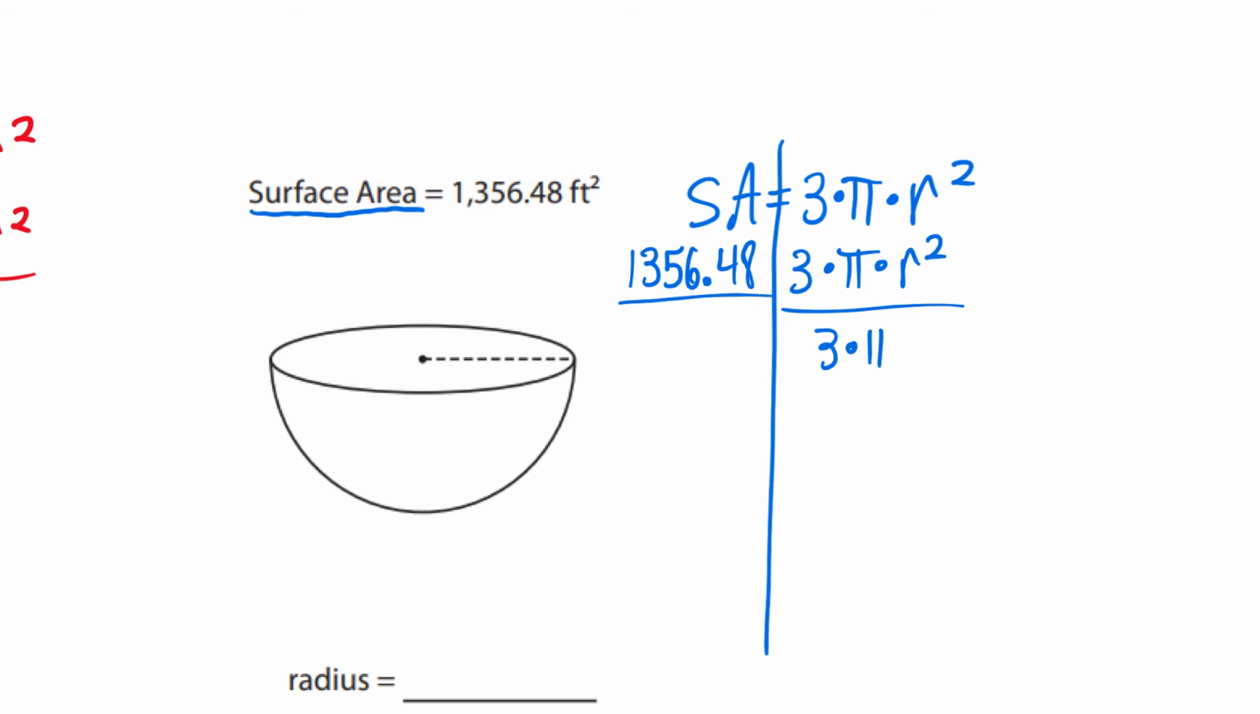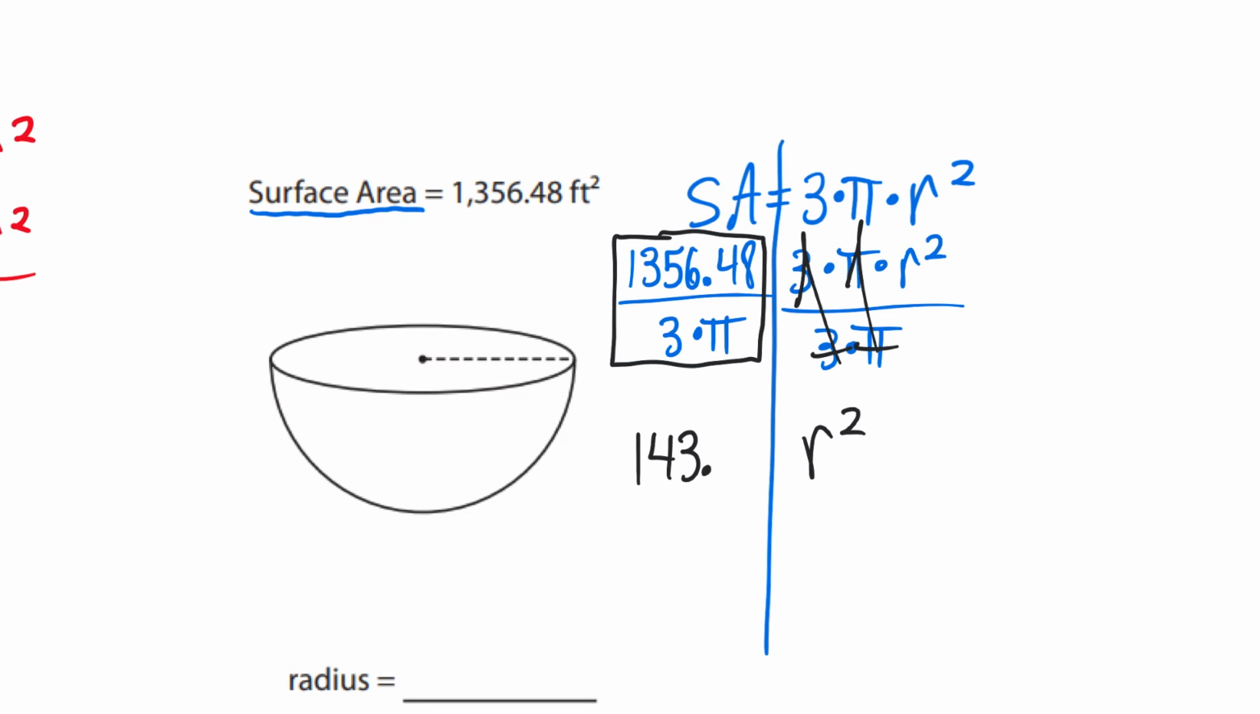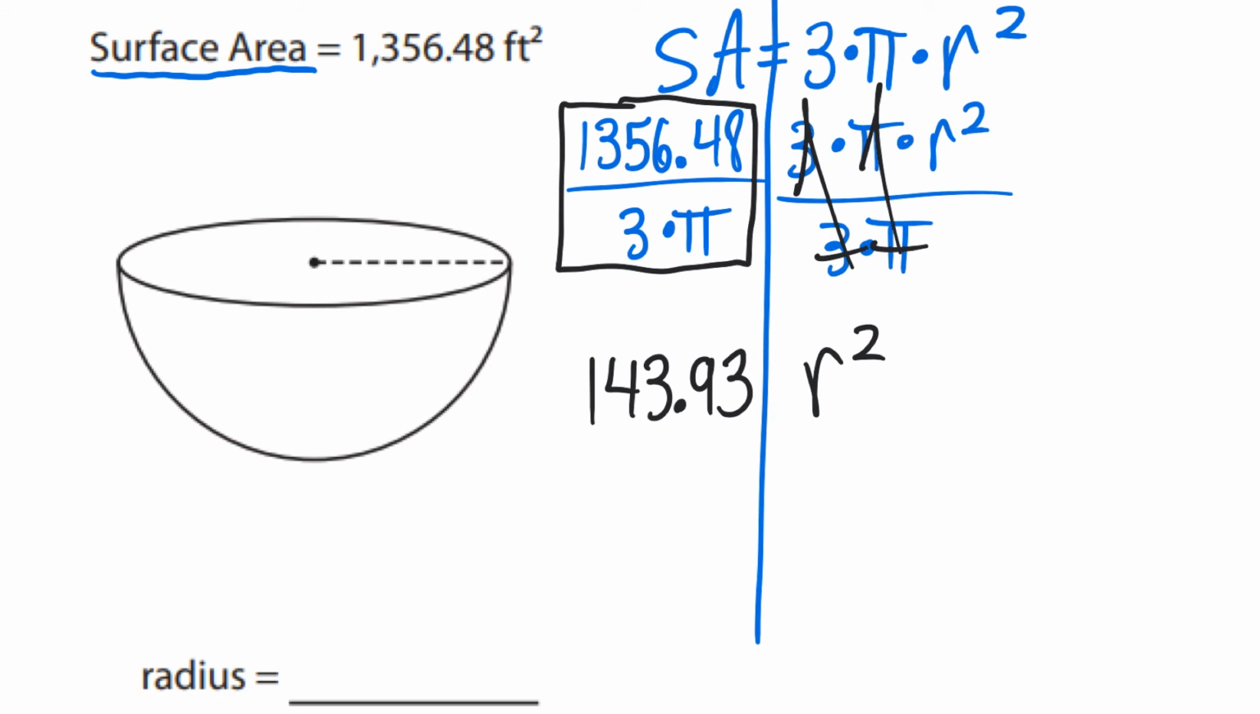So what I'm going to do is divide both sides by 3 pi. These 3's cancel, these pi's cancel, and that just leaves r squared. I'm typing this into my calculator right here, 1356.48 divided by 3 pi. That gives me 143.93, we'll say. And then one more step here. How do I get rid of this square? Okay, square root it. And that gives me like 11.997, so that's just going to round to 12. We'll just say 12.